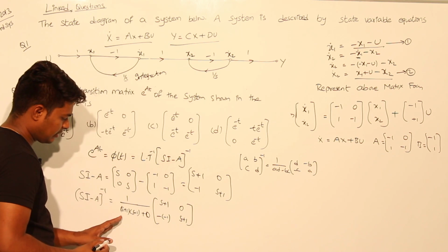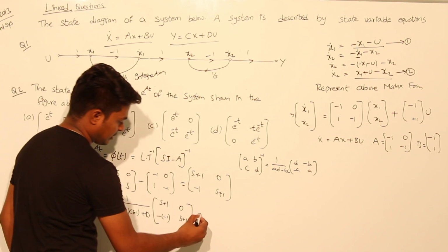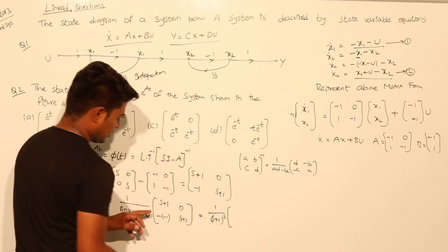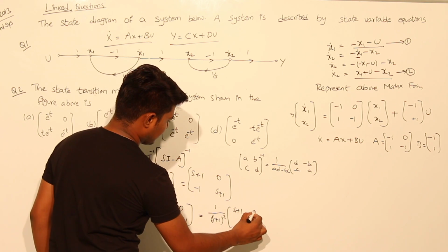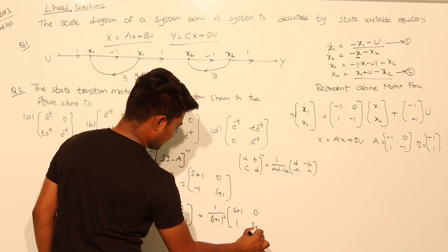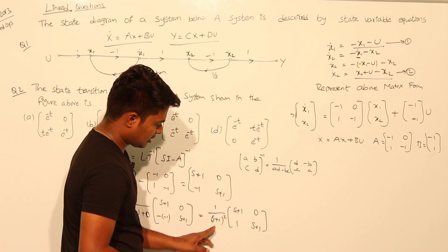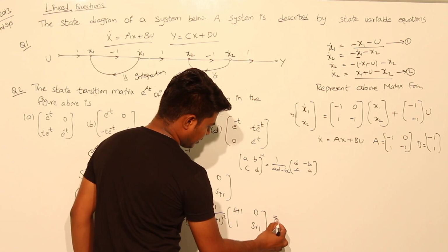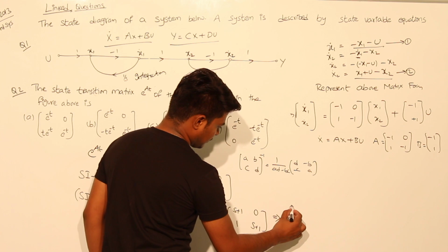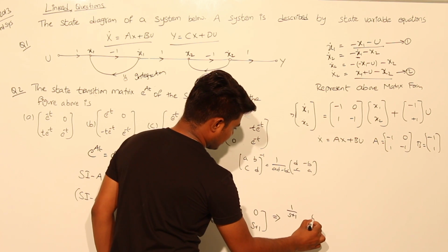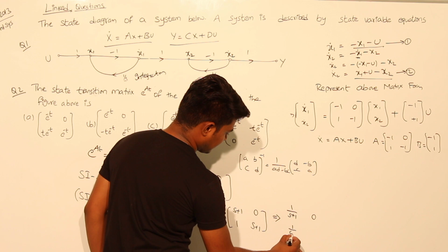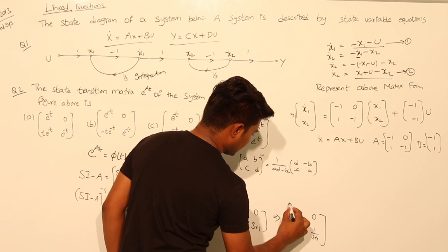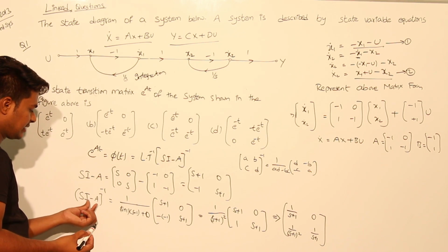This will be 1 by (s plus 1) into (s plus 1), which is s plus 1 whole square. Anyway, minus 0 we can neglect. This will be s plus 1, this will be 0, this will be 1, this will be s plus 1. So you multiply this term with the elements of the matrix. After multiplication we get 1 by s plus 1, 0, 1 by (s plus 1) whole square, 1 by s plus 1. This is the term we have got by solving (sI minus A) whole inverse.